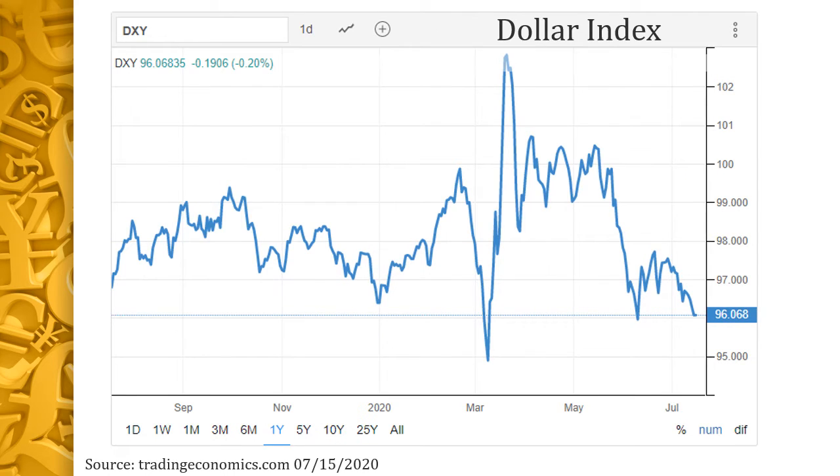This is a dollar index chart for 1 year. Recently, around March 2020, because of the pandemic, the dollar index went down and up, and then went down and stabilized, and went down one more time and stabilized. During that time, the stock market went up because the situation was more stable.